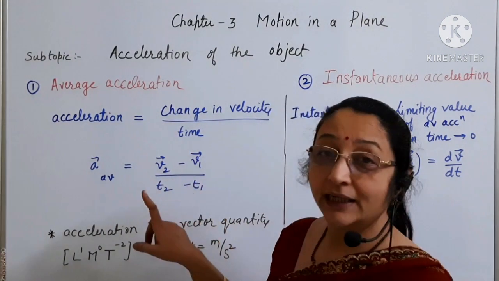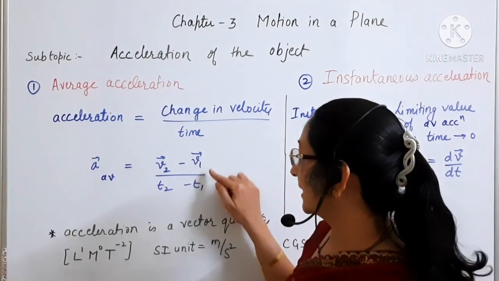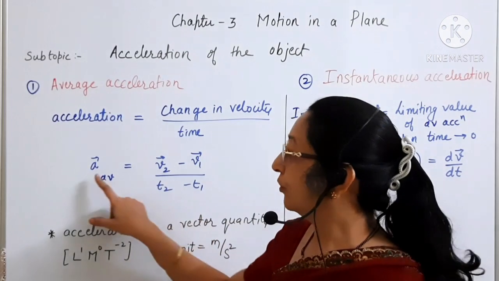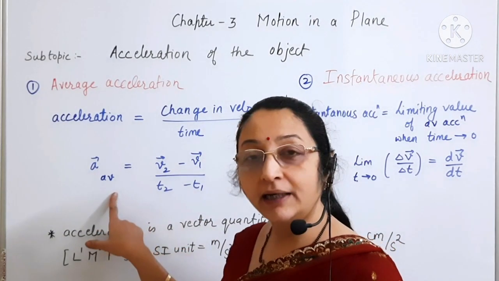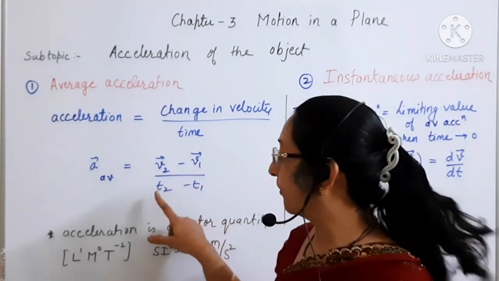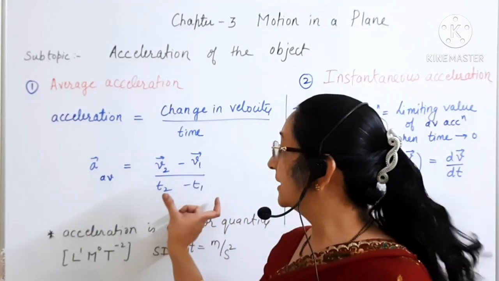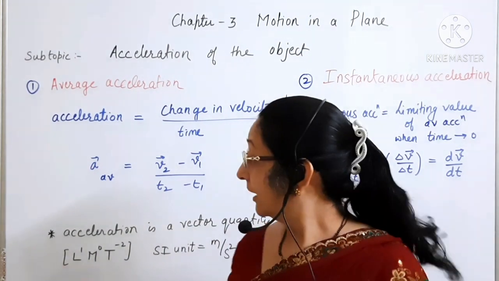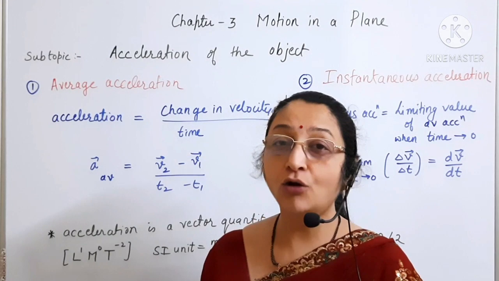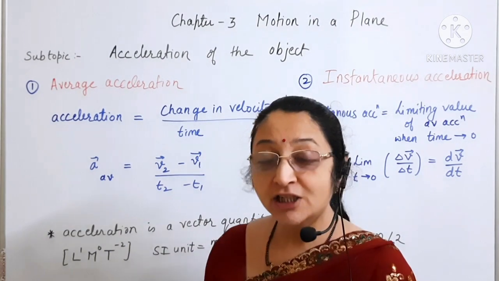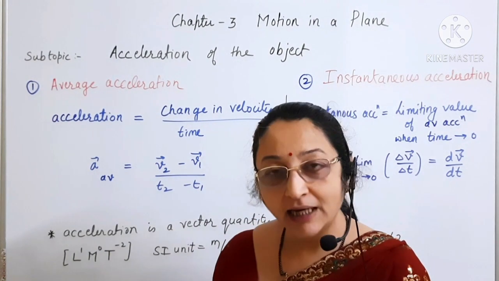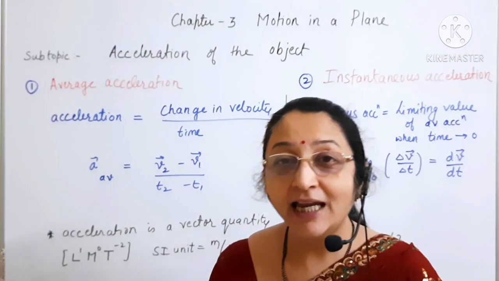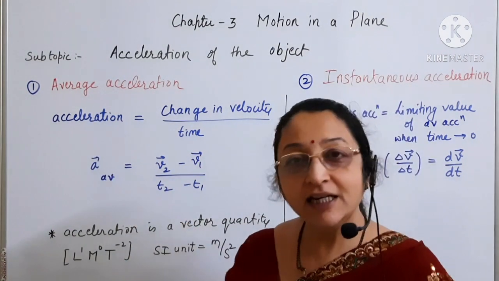So now if the particle has velocity v1 at time t1 and velocity v2 at time t2, the average acceleration of the particle will be (v2 minus v1) upon (t2 minus t1). So this is the formula for the acceleration of the particle, or the formula for the average acceleration of the particle, which is the rate of change of velocity with time. Now the next we are going to discuss is the instantaneous acceleration. Now this is the average acceleration.